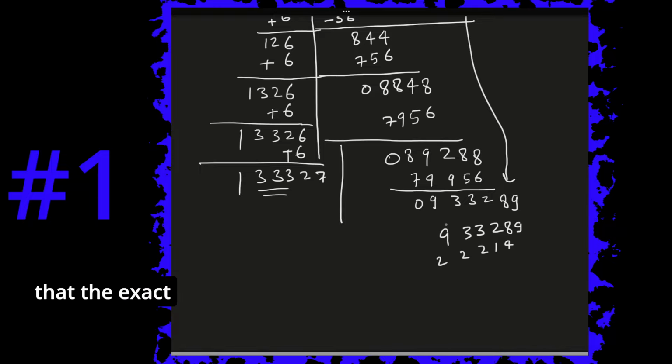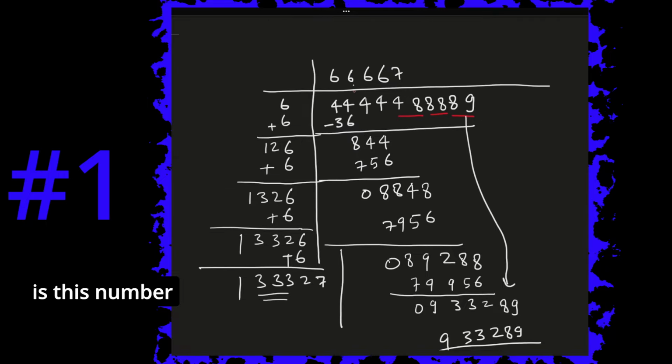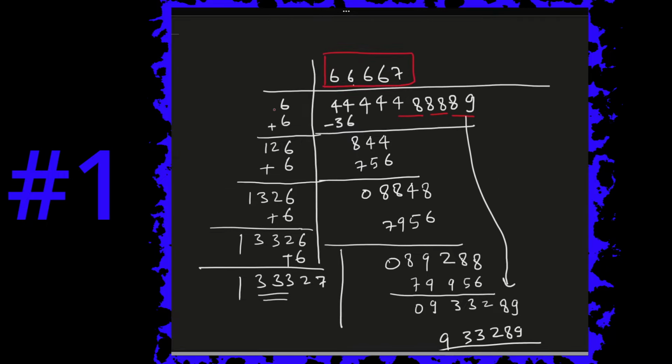So you will see that the exact match is right here. Okay, here we have just found an exact match and here only 0 remains. Okay, so our answer is, our square root is this number right here. Okay, this is the final answer. So here is the trick.